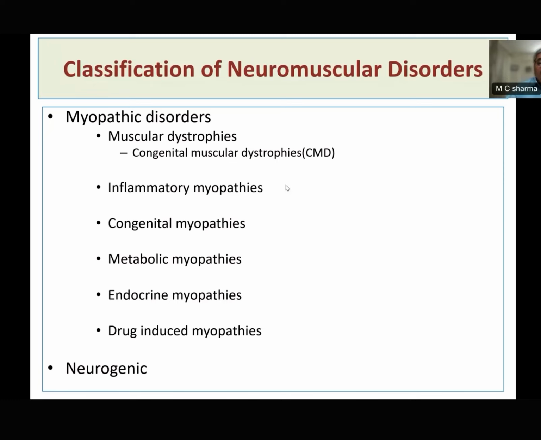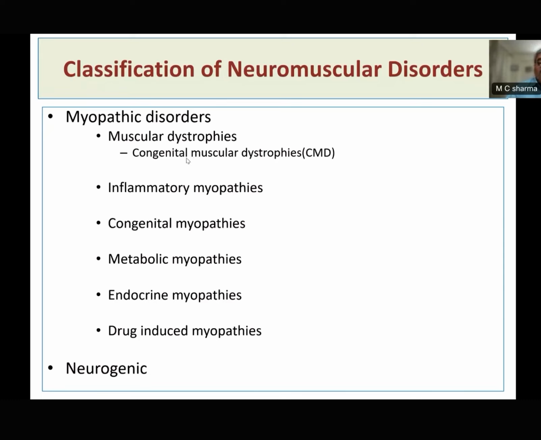When we use the term congenital muscular dystrophy, it is a muscular dystrophy like any other muscular dystrophy, but it starts at the onset of birth. When we use the term congenital myopathy, this also starts at the time of birth. In both these conditions, the child presents as a floppy infant, but in congenital muscular dystrophy, there is destruction of the muscles, there is fibrosis, so CPK is very much raised. Whereas in congenital myopathy, creatine phosphokinase is not much raised or it is normal.